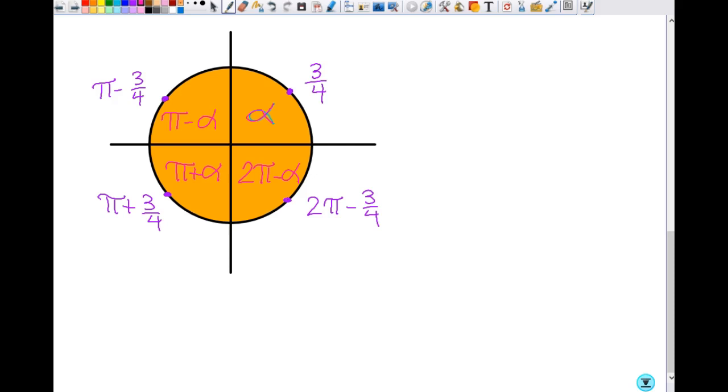You get to pi, you back up 1. You get to pi, you go forward 1, thinking about the reference angle. Everybody good with that? Okay. So with that said, let's go to your notes.